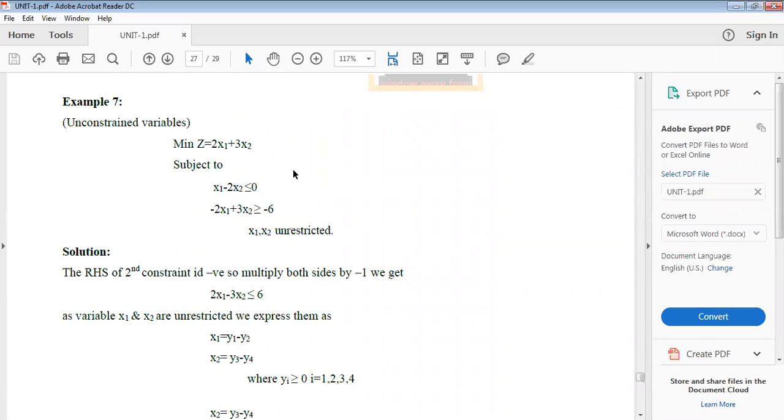There is another problem. Minimize z is equal to 2x1 plus 3x2, subject to the constraints x1 minus 2x2 less than or equal to 0, and minus 2x1 plus 3x2 greater than or equal to minus 6. The RHS of the second constraint is negative, so multiply both sides by minus 1, and it becomes 2x1 minus 3x2 less than or equal to 6. Then add slack variables S1 and S2.